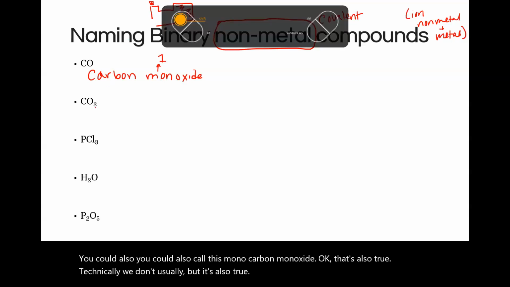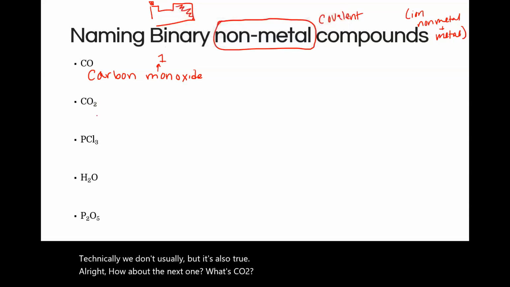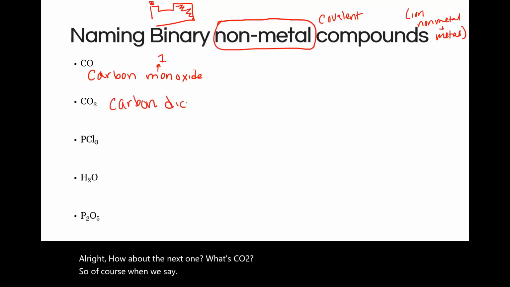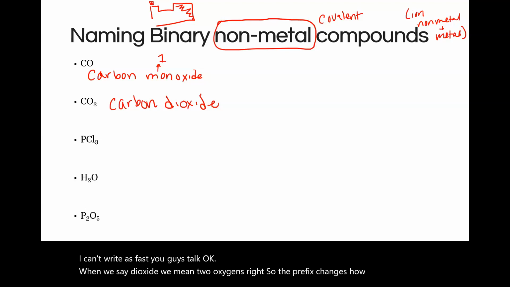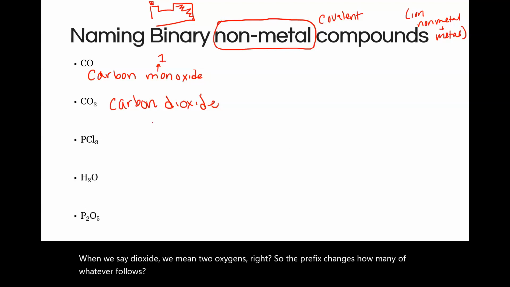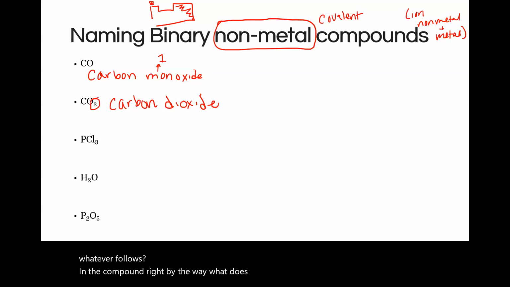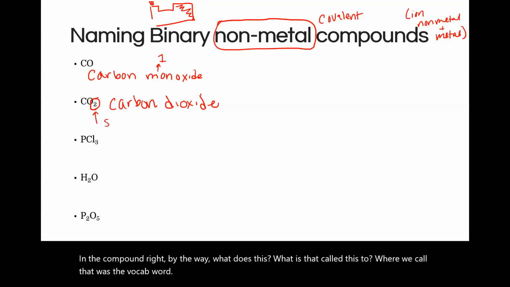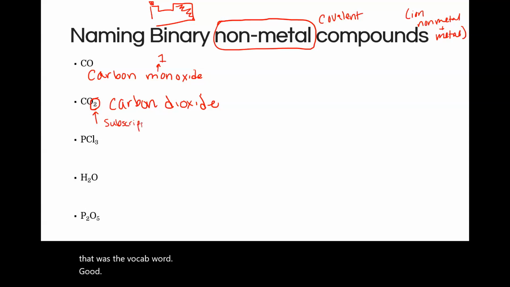All right. How about the next one? What's CO2? Carbon dioxide. So of course, when we say dioxide, we mean two oxygens, right? So the prefix changes how many of whatever follows are in the compound, right? Oh, by the way, what do we call this two? What's the vocab word? Subscript. Good. So a subscript indicates how many of that atom are actually attached to the compound, right?